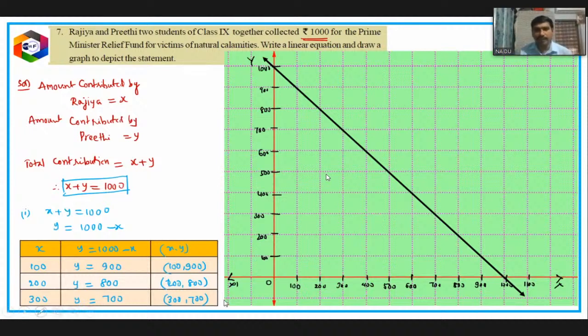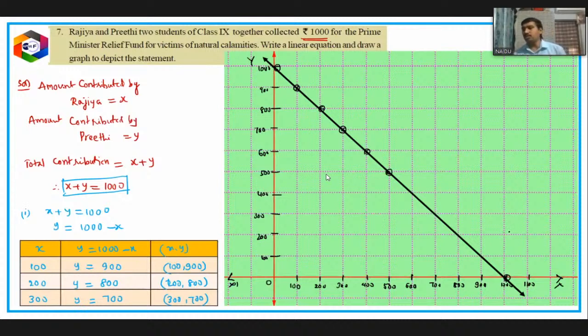Okay, so if we observe the points, this is 100 and 900, this is the point, and 200 and 800, this is the point where it is, and this is 317, this is the point, and as we know, 0 comma 1000 and 1000 comma 0. These are all of the points which lie on this graph only. These are all the points where it is intersecting. So this is the graph which it is representing.